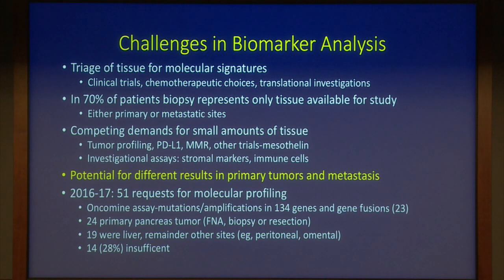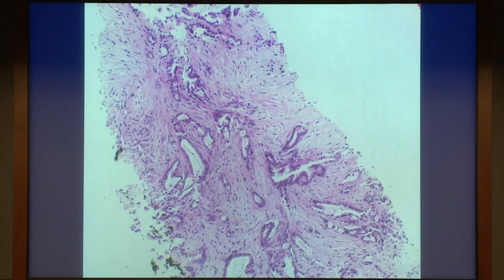If we've only tested the primary and now the patient has liver mets, et cetera. So I'll talk about that in a second as well. Just by way of information, in 2016 and 17, here at Yale, there were 51 requests for molecular profiling for the Oncomine assay. 24 of these were primary pancreas samples, and 19 were metastases. But in all of these 51, almost 30%, the tissue was actually insufficient to perform the assay. So this gets to this point.